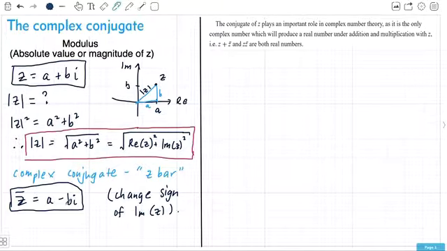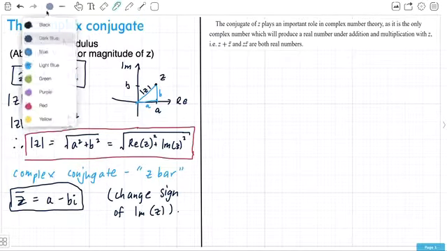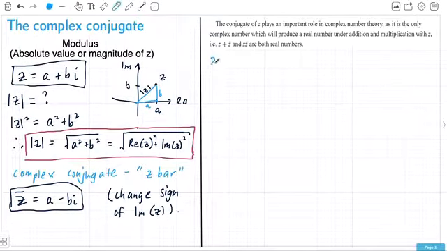Okay, the interesting thing with the complex conjugate is this key point here, that the conjugate of z plays an important role in complex numbers. It's the only complex number which will produce a real number when it's added and multiplied with z. Okay, so if we have a look, we can try that out. So we've got z equals a plus bi, again, you could do this with real numbers in here instead of a and b. I'm just using the more general a and b so that it's applicable for any case. And it's just good to get used to working with more general stuff in complex numbers. It's often what you're asked in an exam situation.